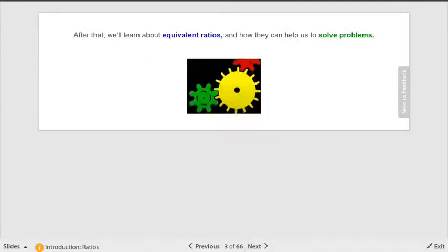All right. So we're going to learn first about what are called equivalent ratios. And we've talked about the word equivalent before. What does equivalent mean? The same. Does that mean they have to look the same? No, but they have to have the same value.